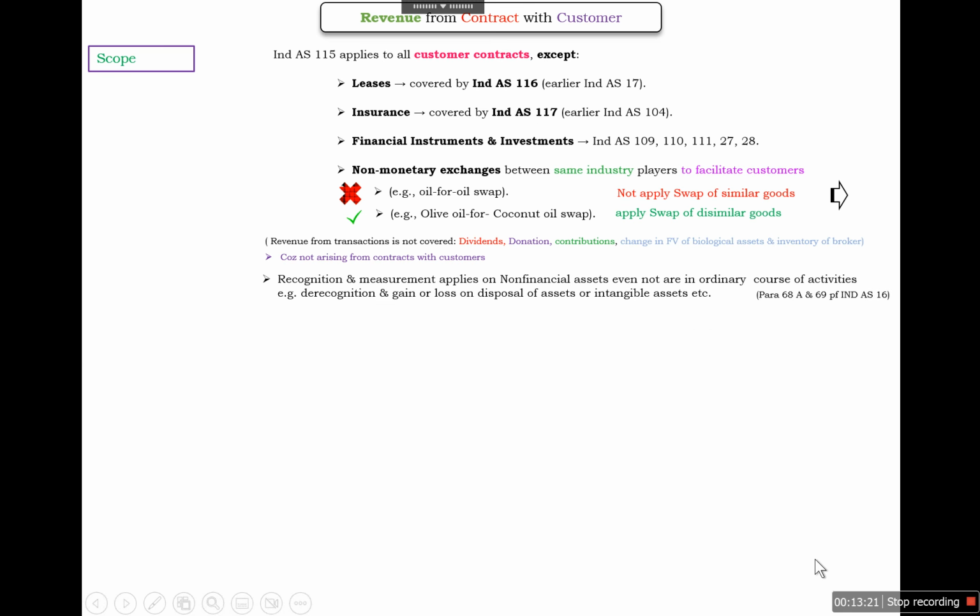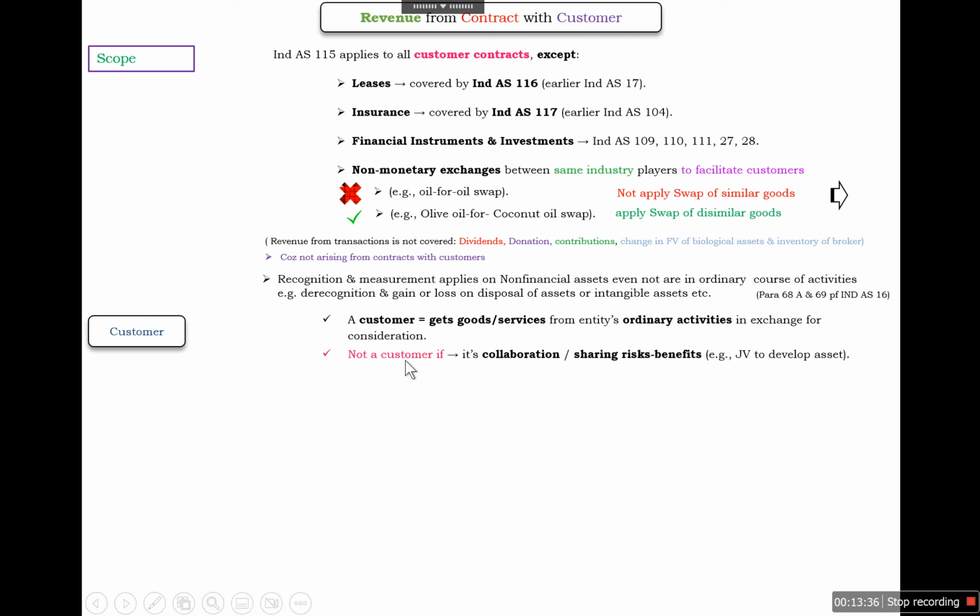So let's come back to the same slide. Next, we need to discuss the customer. A customer is one who gets goods and services from the entity's ordinary activities in exchange for consideration. It will not be considered a customer if it is a collaboration or sharing of risk and benefit. For example, if there is a joint venture to develop an asset, it will not be in the purview of Ind AS 115 because this is not revenue from a customer. A customer is a buyer of the output, not a partner in the efforts.